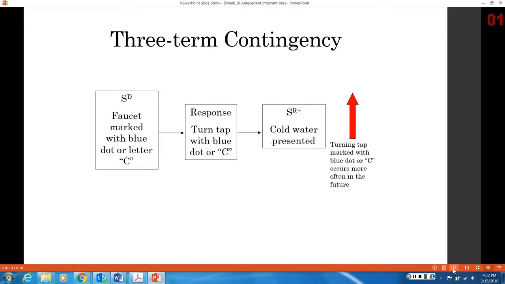In this example, which comes straight out of your Cooper textbook, we see that in the presence of a faucet marked with a blue dot or the letter C, turning the tap results in cold water being dispensed. The SD is the faucet marked with a C, the response is turning the tap, and the consequence is the addition of cold water. As you can see in this example, the SD signals the availability of a specific reinforcer for a specific response.